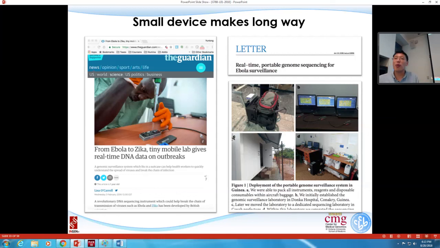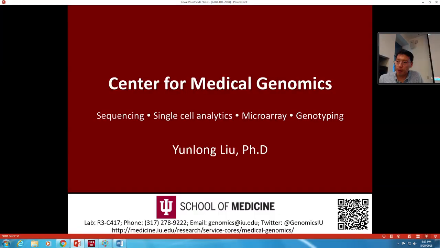So they were able to quickly assemble this mobile lab in the middle of Africa and then start to detect the Ebola outbreak. And I think they were able to do that for Zika virus as well in South America. So this technology apparently has a lot of potential in the future, once they can increase their accuracy a little bit more. Okay, so that is most of the components I want to talk about today.